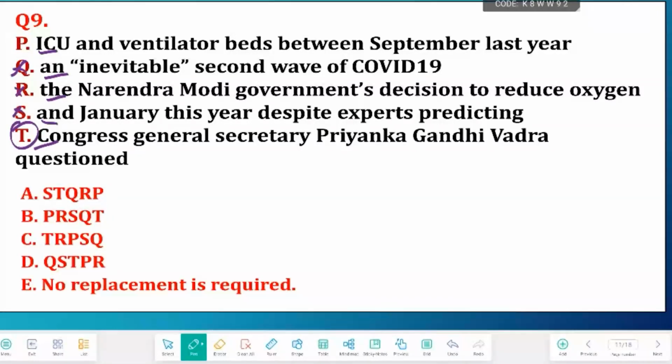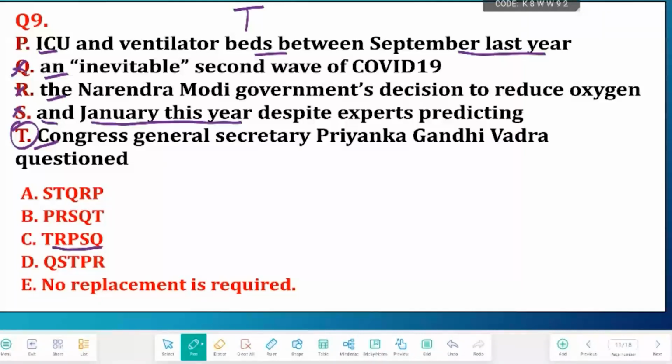So Congress General Secretary Priyanka Gandhi Vadra questioned. Now she questioned something. What did she question? Now, if we go by the options, only option C is starting with T. So let's go by the sequence of T. After T, R. So I'll read the sentences again. Congress General Secretary Priyanka Gandhi Vadra questioned. What did she question? She questioned ICU and ventilator beds between September last year and January this year.